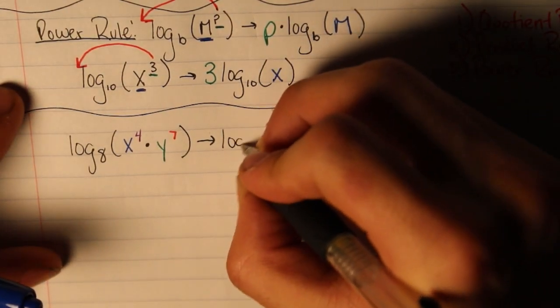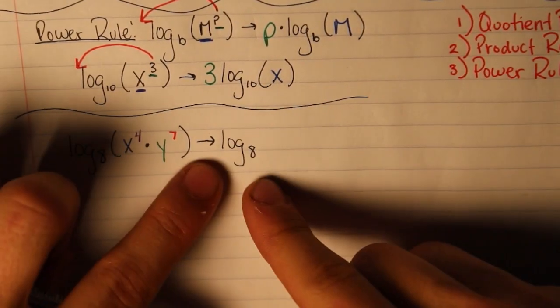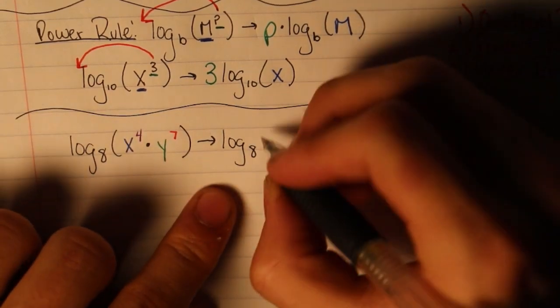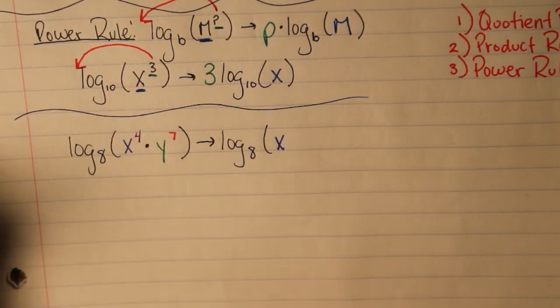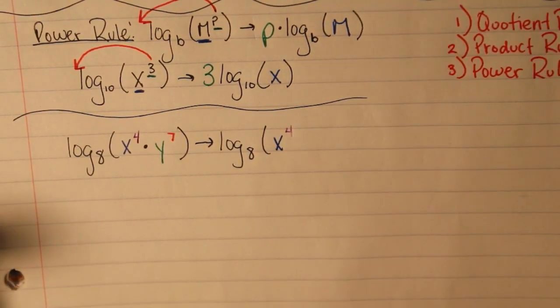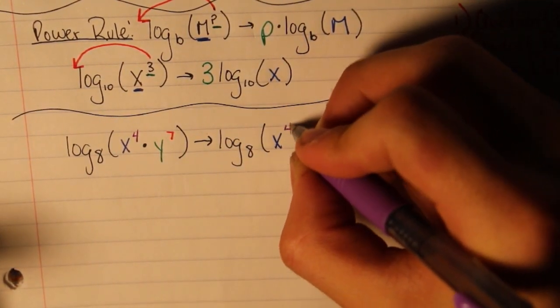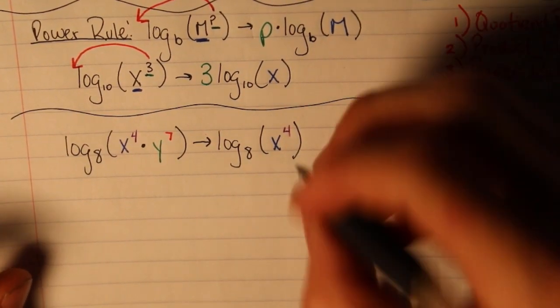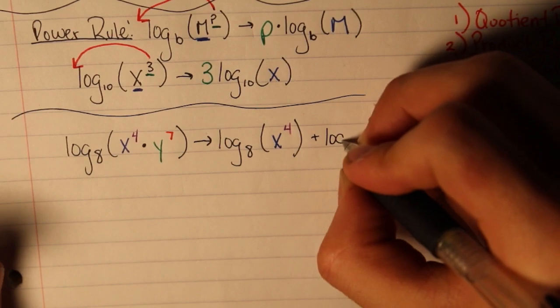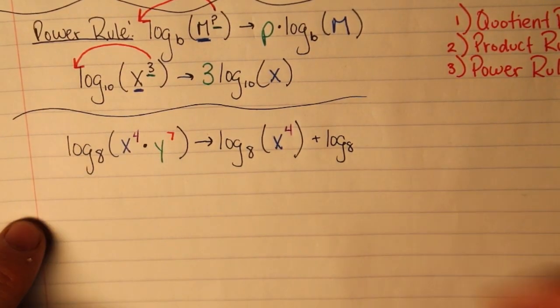So according to the product rule, we keep the same base. We have log base 8 of x to the 4th power. Sorry, my purple doesn't work too well. x to the 4th power plus log base 8. The bases don't change again.